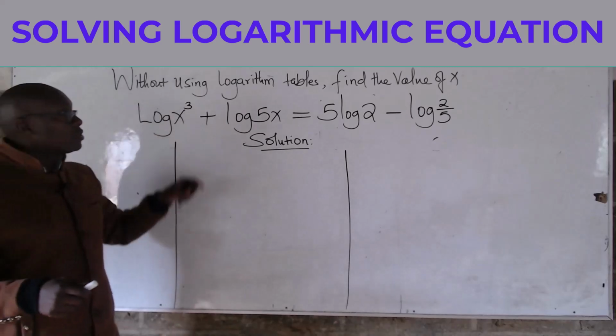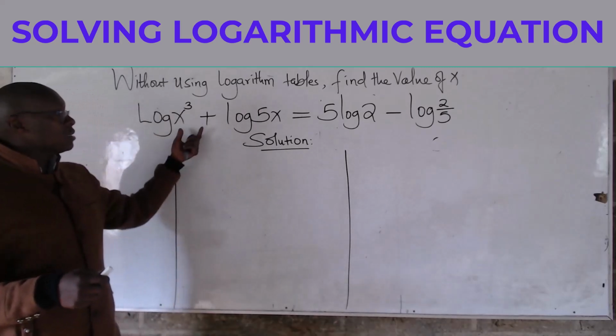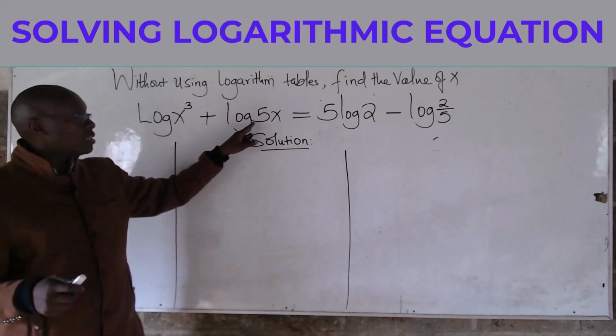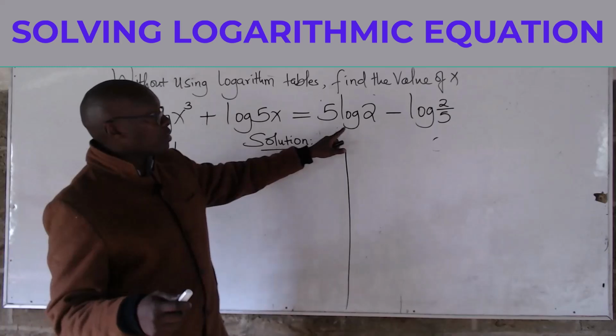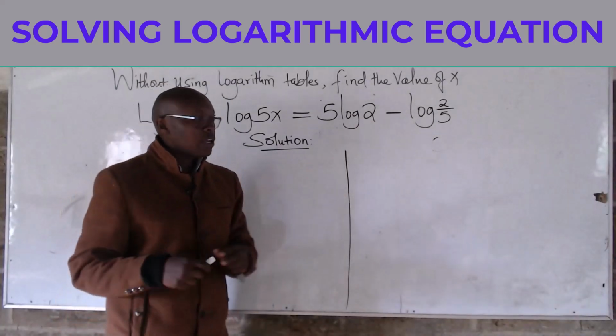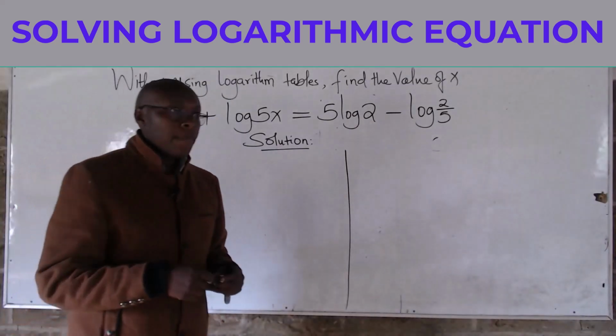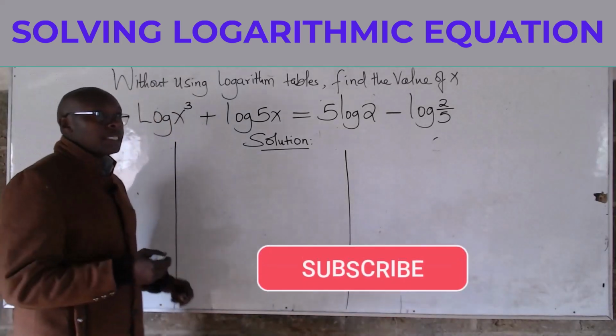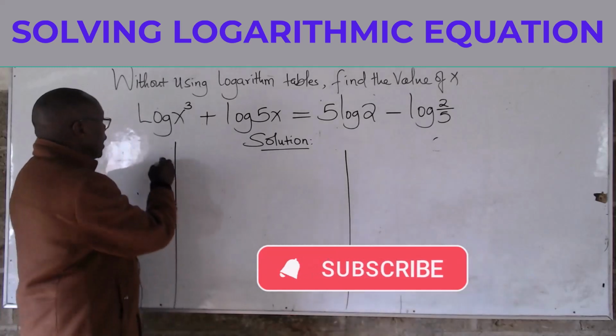Without using logarithm tables, find the value of x in this equation. Logarithm of x cubed plus logarithm of 5x is equal to 5 logarithm of 2 subtract logarithm of 2 divided by 5. Now, before solving this question, you need to recall some basic laws of logarithms.